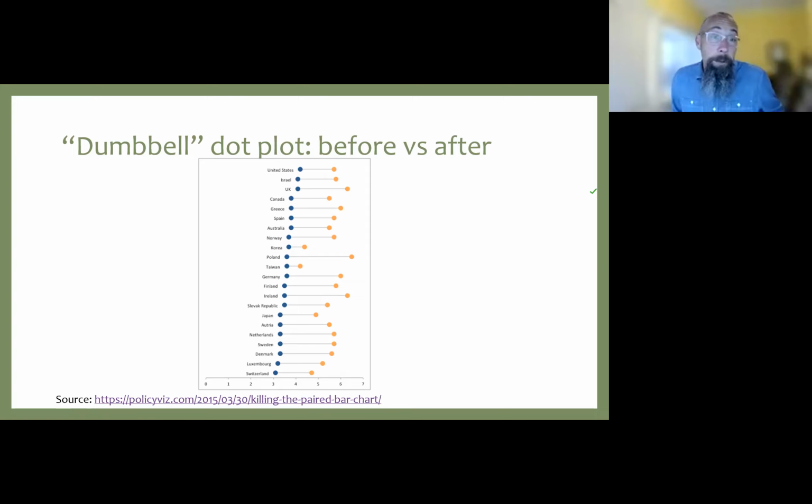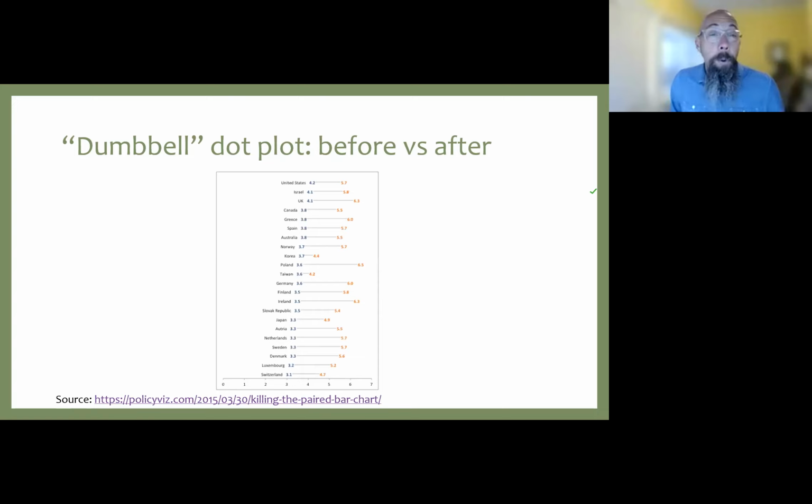Whether you like this or not, I don't know. I think this is pretty effective. I think it gets at the idea. They did one more thing. They said, well, what if we definitely wanted the values in there? So they just replaced the dots themselves with values. So you get the same visual information. You kind of get this feeling of the highest to the lowest and the distance between them, but you also give the reader the exact number so that they don't have to do any guessing. So I think these dumbbell dot plots could be, particularly when you've got this paired data, a useful alternative to paired bar plots.